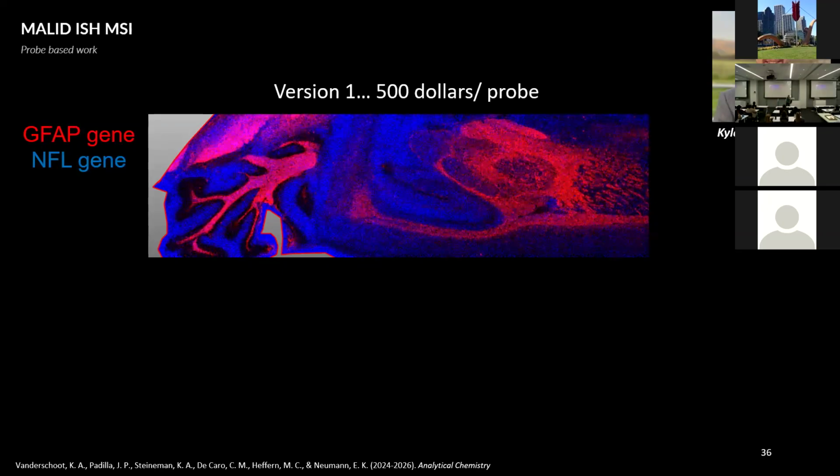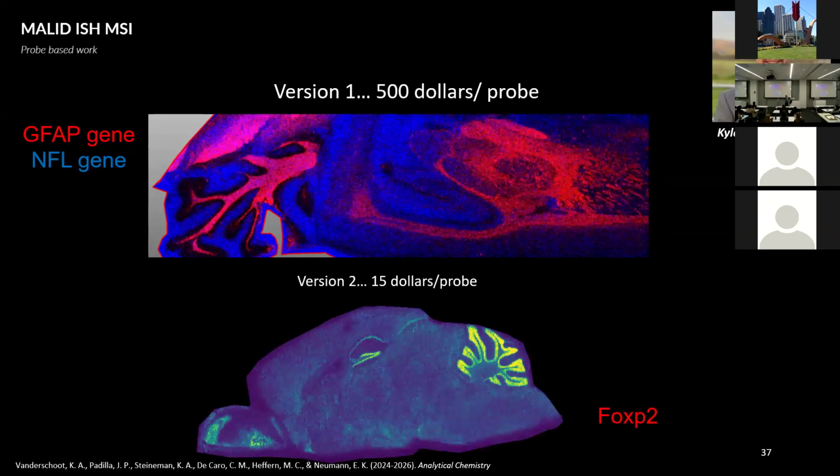So I was like, you're a chemist, make it cheaper. So we redesigned the entire thing. Now we're at $15 a probe for 100 tissues, complex, hundreds of mRNA. And here is FOXP2, so we can see its expression in the cerebellum, within a single cell layer in the hippocampus, and multilayered where it's supposed to be, for very large pieces of tissue. But again, we're doing it all in a mass spectrometer.